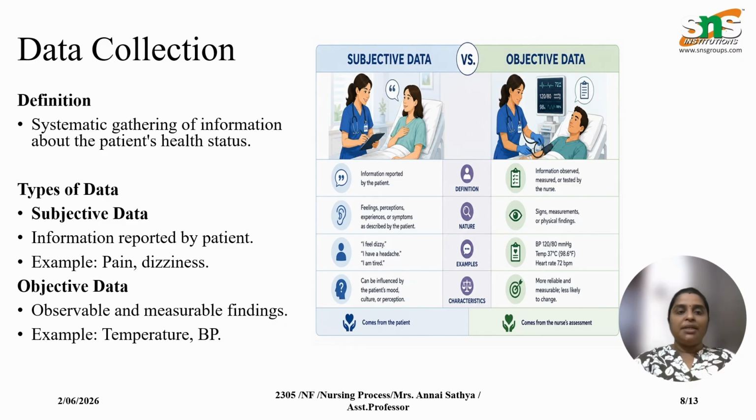So next we move on to the data collection. Data collection involves gathering of information about the patient's health status. Here there are two types of data. One is the subjective data, another one is the objective data. Subjective data is reported by the patient, for example, if the patient is having pain or fever or nausea. Whereas objective data can be observed or measured such as temperature, pulse and blood pressure. So these are the different types of data.